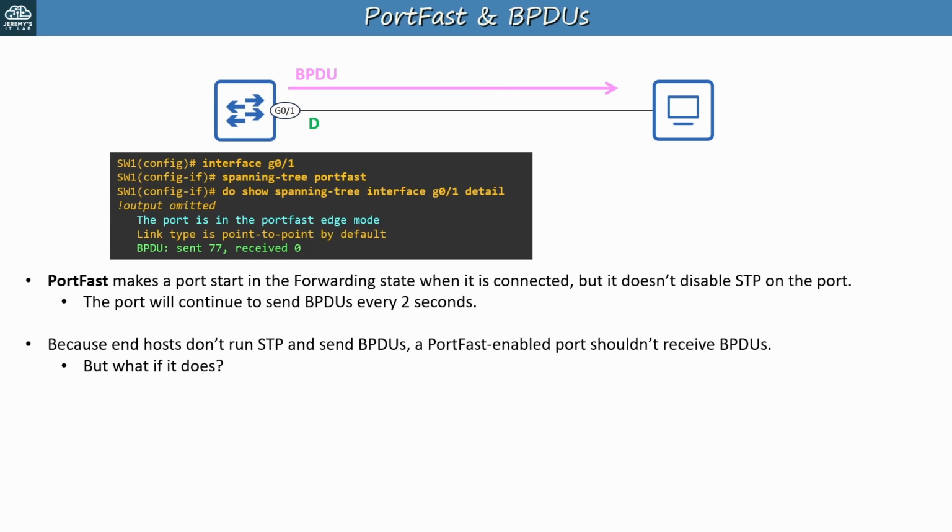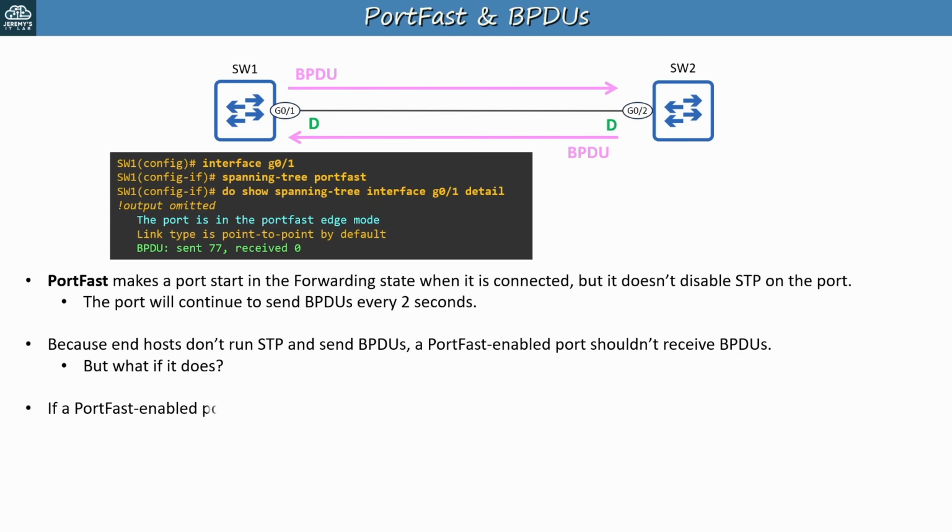Maybe a user brings their own switch to work and connects it to the network. What happens then? Let's see. Instead of a PC, switch 1's G0/1 is now connected to another switch, switch 2. As you know, when a switch comes online, it assumes it is the root bridge and sends its own BPDUs. So what does switch 1 do upon receiving a BPDU from switch 2?